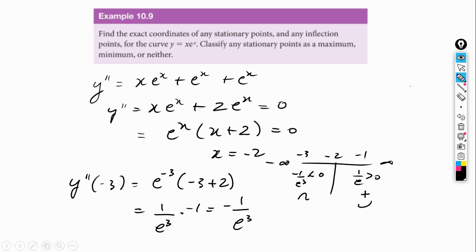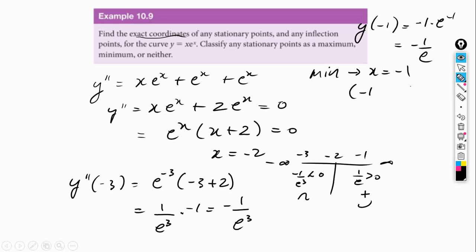So we found the solutions, right? We found that there's a minimum. So we say there's a minimum when x equals negative 1. And if we want to find the y-coordinate, because they're asking for exact coordinates, we have to plug it into the original function. So y of negative 1 is going to equal negative 1 times e to the minus 1, which is going to be negative 1 over e. Okay, so that means that the coordinate for the minimum is going to be (negative 1, minus 1 over e).